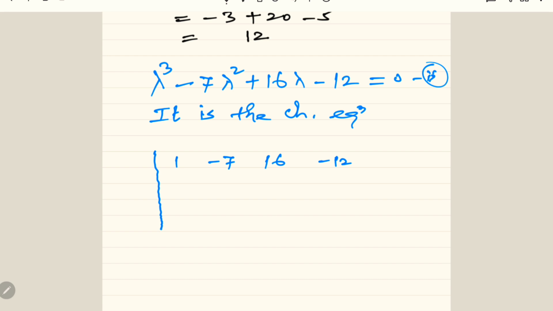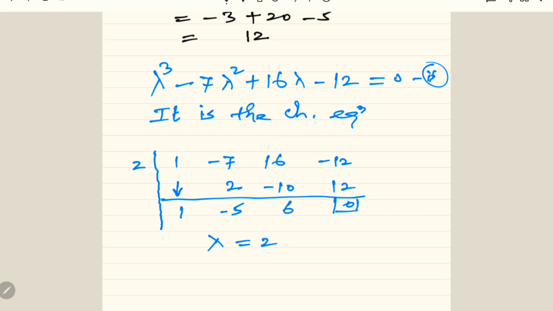Then we have to check whether plus 2, minus 2, plus 3, minus 3, like this. I will go for plus 2 first, as 2 is a factor of 12. Taking the first as it is, 1, the product of 1 into 2 we get 2 here. The sum is minus 5, minus 5 into 2 we get minus 10. The sum of this is 6, and 6 plus 6 is 12. Therefore the last sum is 0, means the first value of lambda is 2.